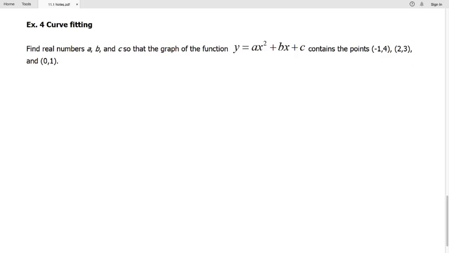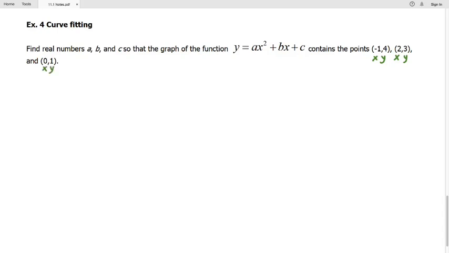Okay, so the last example here, we want to find the real numbers a, b, and c so that this function, y is equal to ax squared plus bx plus c, contains the points (-1, 4), (2, 3), and (0, 1). So here's how we're going to approach this. Essentially, we've got three values of x and y. When x is negative 1, y is 4. When x is 2, y is 3. And when x is 0, y is 1.